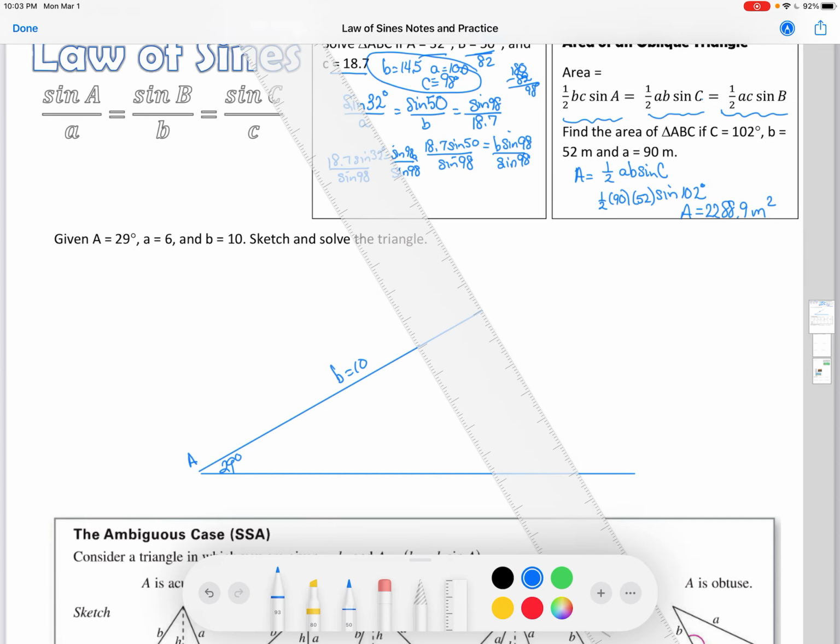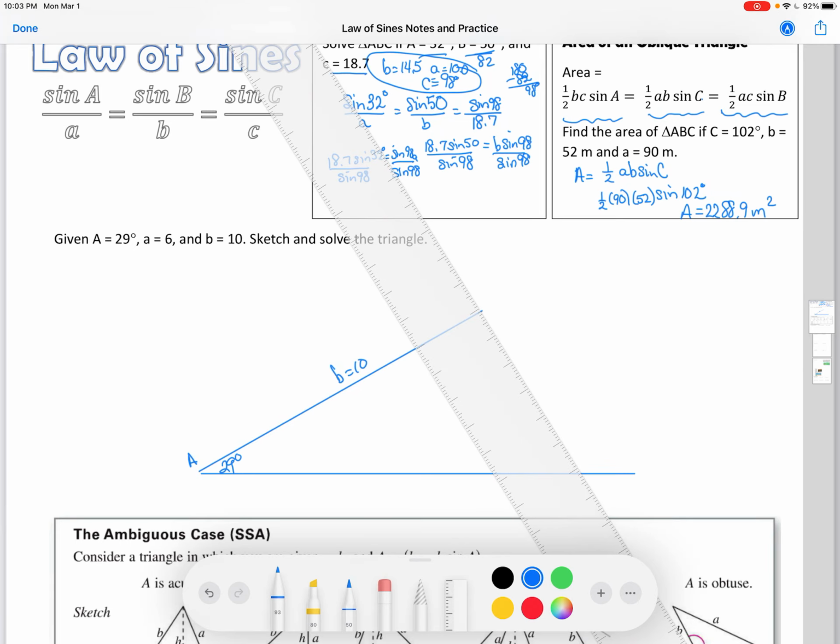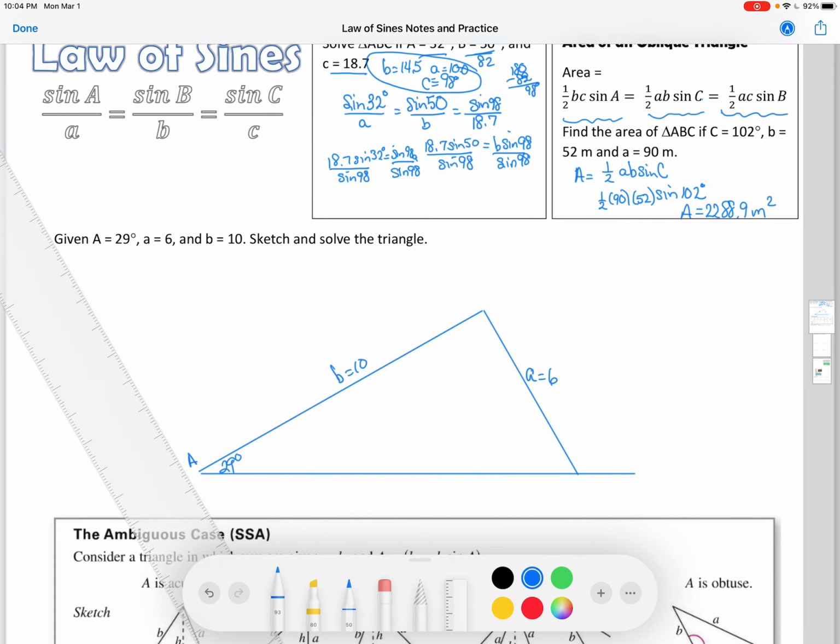All right, so this is not going to be perfect, from here to about here should be right at 6 centimeters. It's a little short, but right about 6 centimeters. So this will be side A. Okay, so let's work this out.